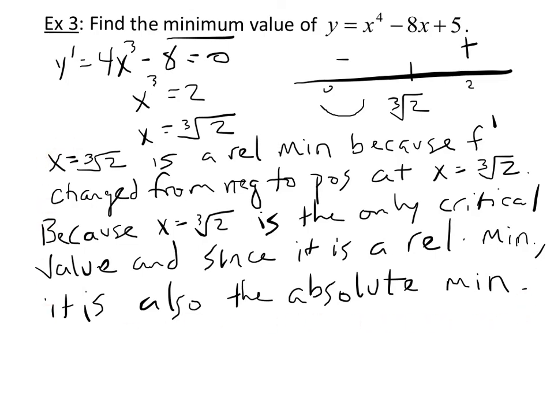Using those words as justification will get you in hot water. All you need to do is say because it's the only critical value and it's a relative extreme, it's also the absolute extreme as well.